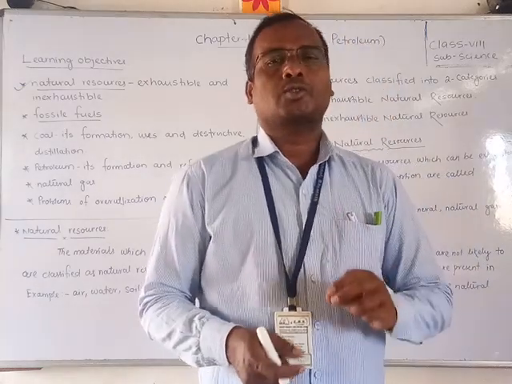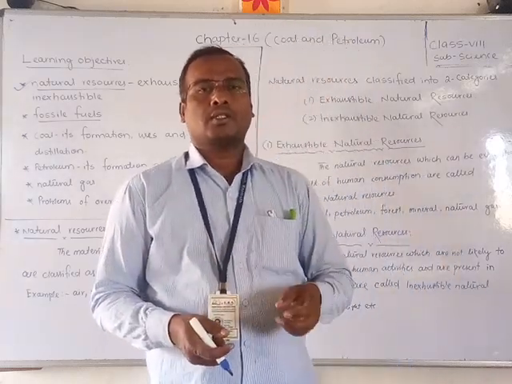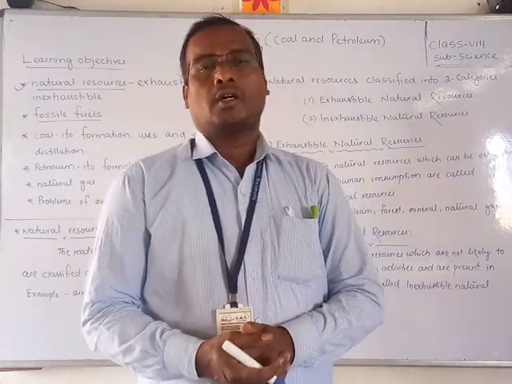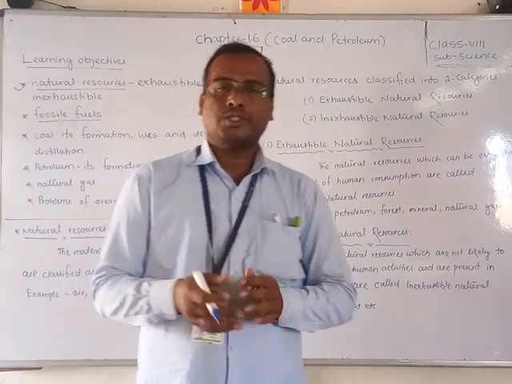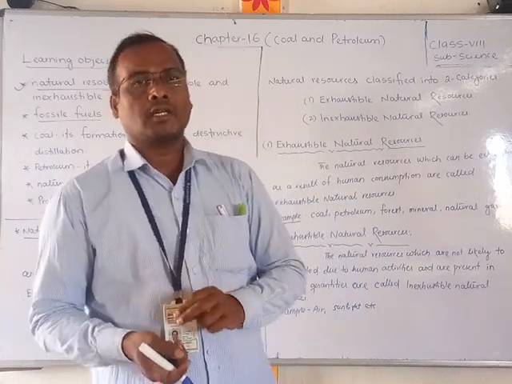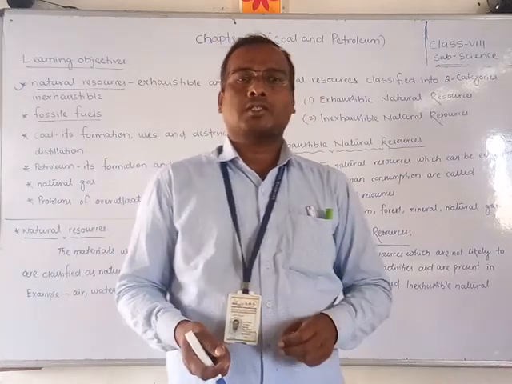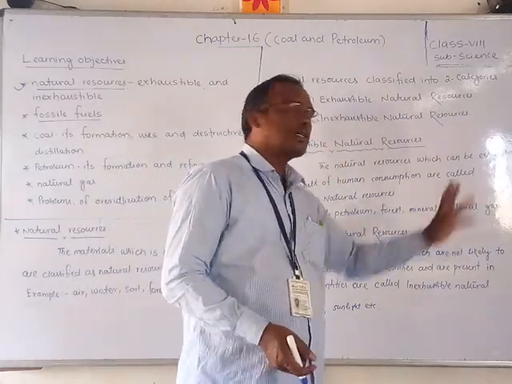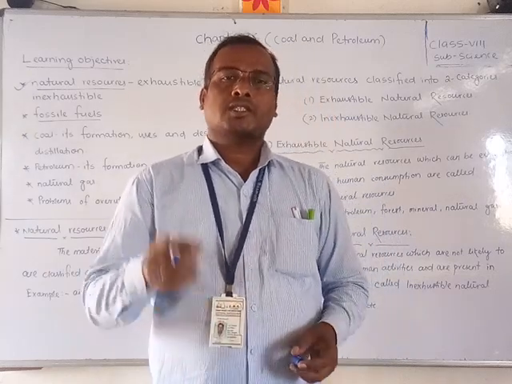Natural resources are categorized into two types: exhaustible and inexhaustible. What are exhaustible natural resources? Exhaustible natural resources are materials which can be utilized by human beings and will be finished. Exhaustible means it can finish, it cannot be replenished. Examples are coal, petroleum, forest, minerals, and natural gases. If you use these once, they will finish. So these are called exhaustible natural resources.